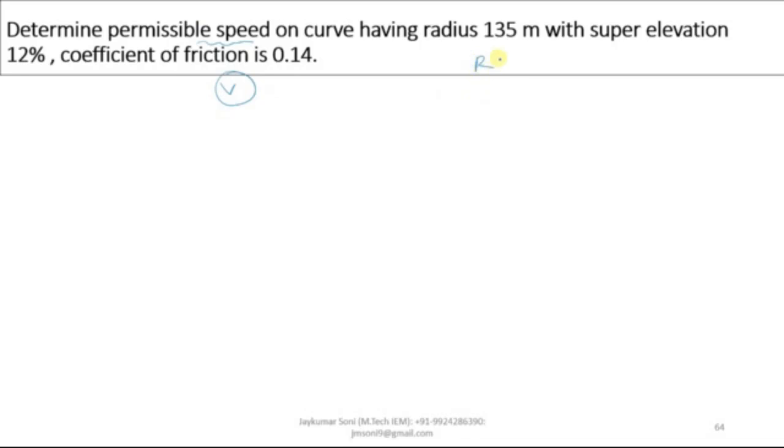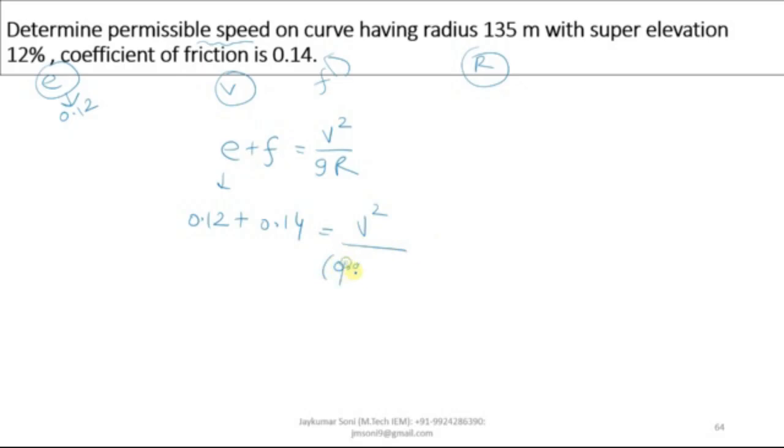You have the radius R as 135 meter. You have E as 12 percentage, which is 0.12, and F as 0.14. So E plus F is equal to V square by GR. E is given as 0.12, F is given as 0.14. You need to calculate V. G you already have 9.81, and R you are having over here is 135. So what will be the value of V square?